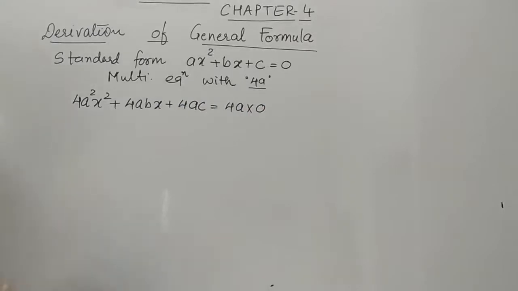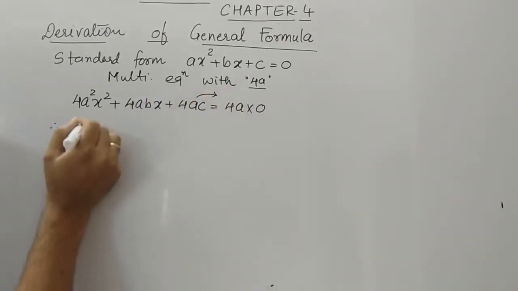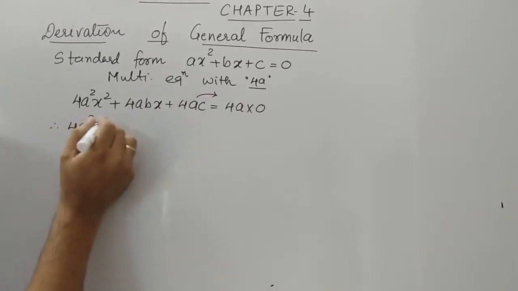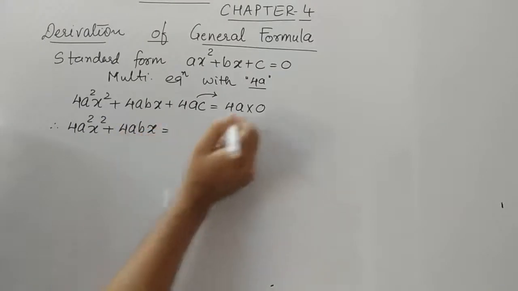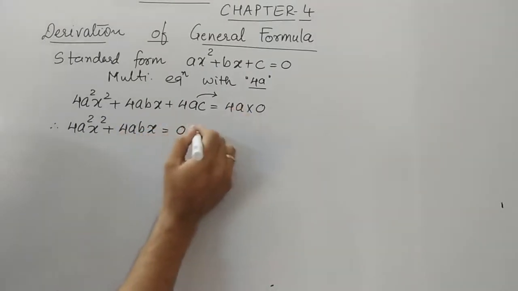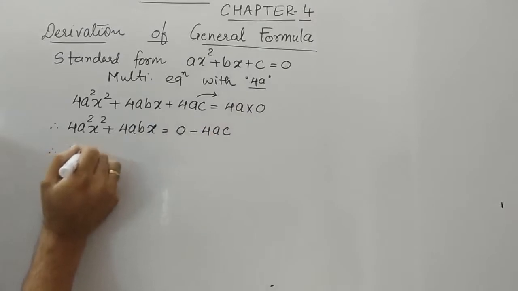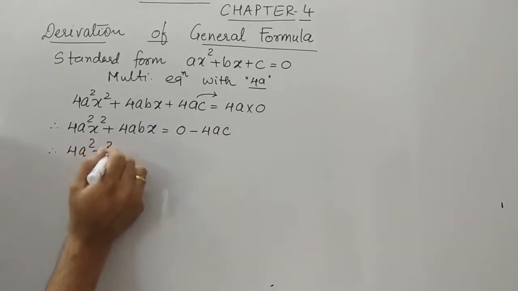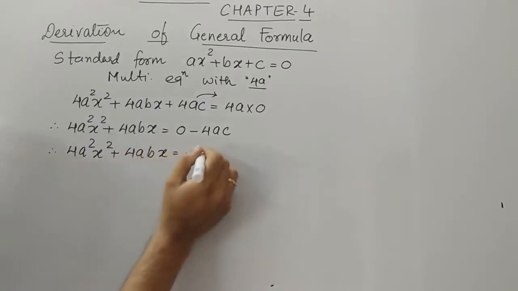Now what I'll do, I'll take this 4ac to the right hand side. So here is the new step: 4a square x square plus 4abx is equal to, this will become 0, 0 minus 4ac. So the step is 4a square x square plus 4abx is equal to minus 4ac.